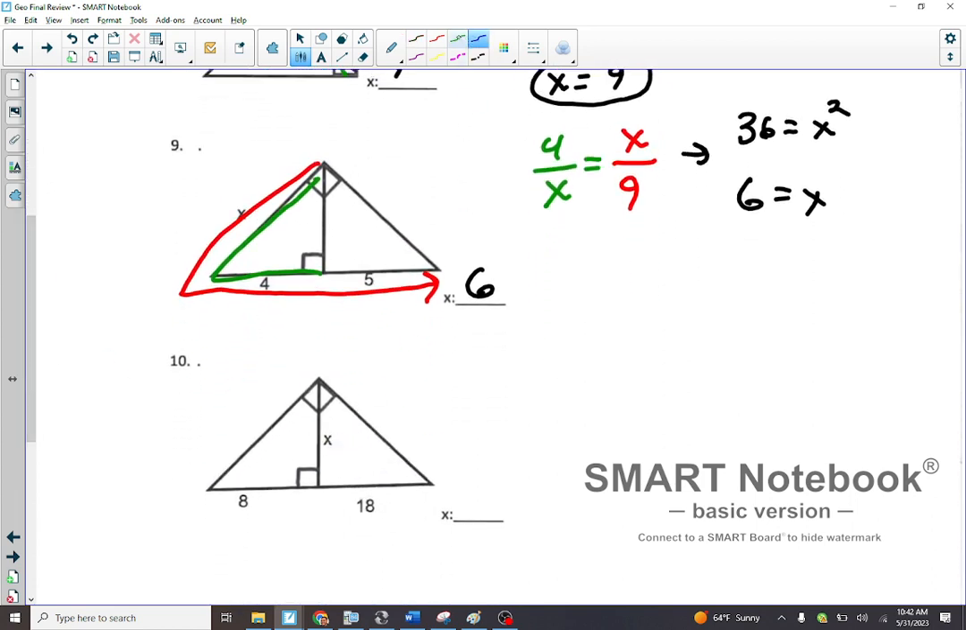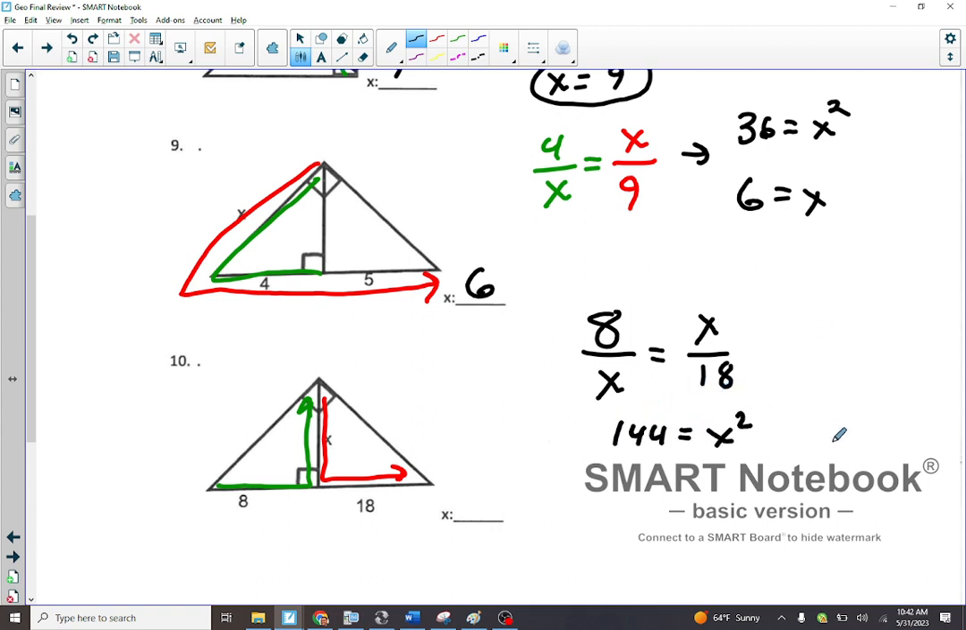Since x is in the middle, this is going to be a side, middle, middle, side situation. So it's side, middle equals middle, side. 8 times 18 is 144, equals x squared. Square root both sides. Remember, 144 is not your actual answer. It is 12.